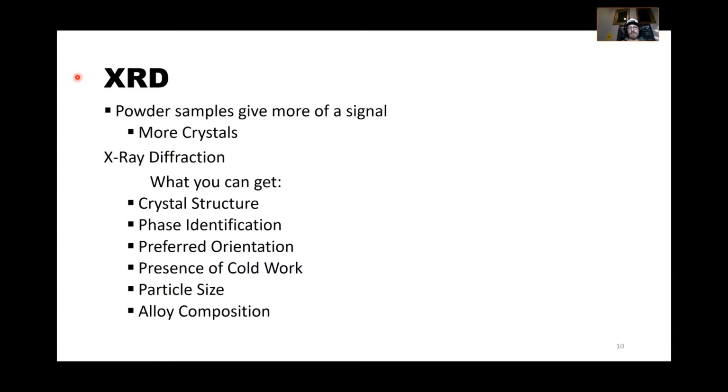All right, so XRD, X-ray diffraction. The powder samples give more of a signal, and so some people swear by taking a solid specimen, crunching it up, and then analyzing it that way because you get more crystals. You can get a lot from X-ray diffraction: an idea of crystal structure, phase identification, preferred orientation, the presence of cold work, particle size, and alloy composition. That kind of goes with phase identification, but it's a little bit more than that for alloy composition, and I'll talk about that in a little bit more detail.